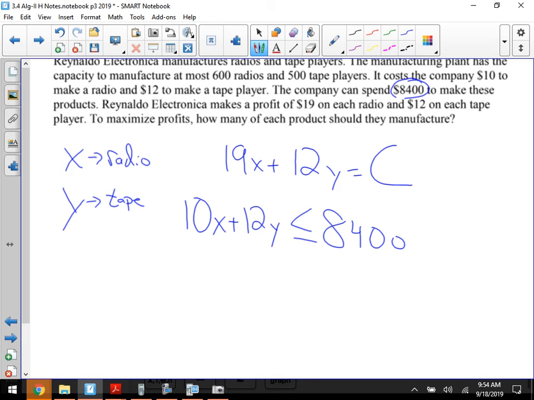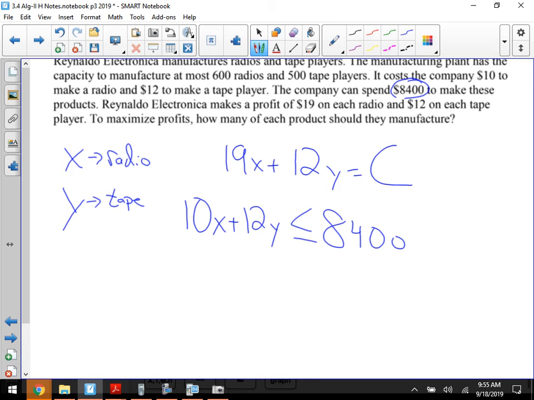Wait. I guess they make money on the tape instead. I think you misunderstood what he was saying. It costs $12 to make, but for every unit they sell, they make $12 on it. Oh, profit? Yeah. So that means how much are they selling it for?